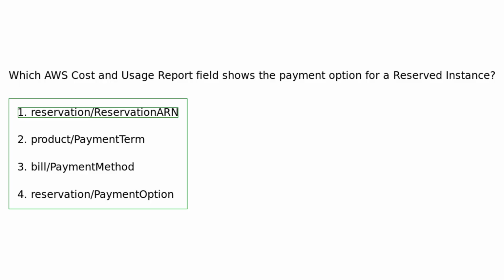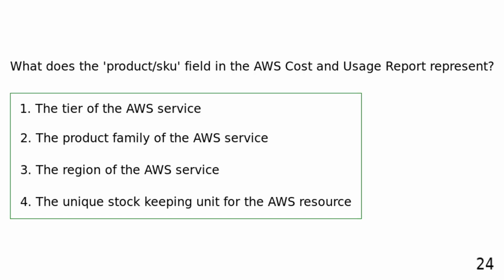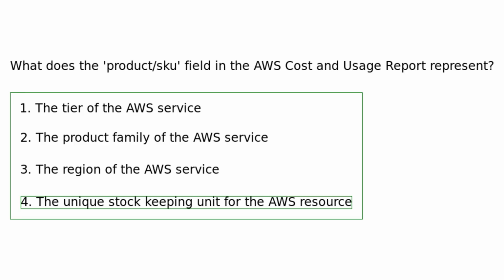What does the product/SKU field in the AWS cost and usage report represent? The tier of the AWS service. The product family of the AWS service. The region of the AWS service. The unique stock keeping unit for the AWS resource. The product/SKU field provides a unique stock keeping unit for each AWS resource type, allowing for precise identification in pricing and billing.